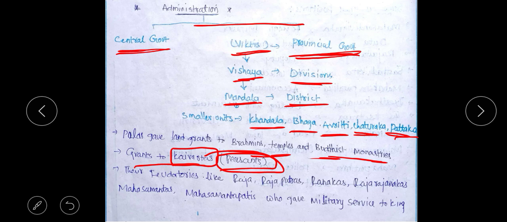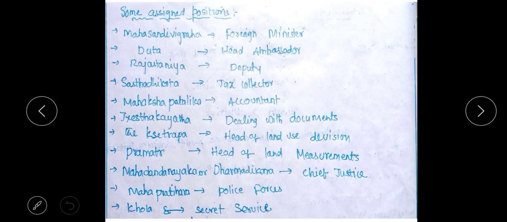You remember this one. Under the central government, as I said, there were feudatories or vassal kings. They were like Rajaputras, Ranakas, Rajanakas, Mahasamantas, Mahasamantapatis. All these people used to give military service to the king. Whenever needed, these vassals or feudatories used to give military help to the king to wage a war against another ruler.